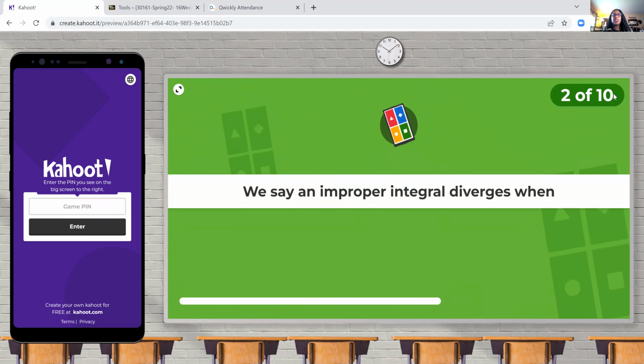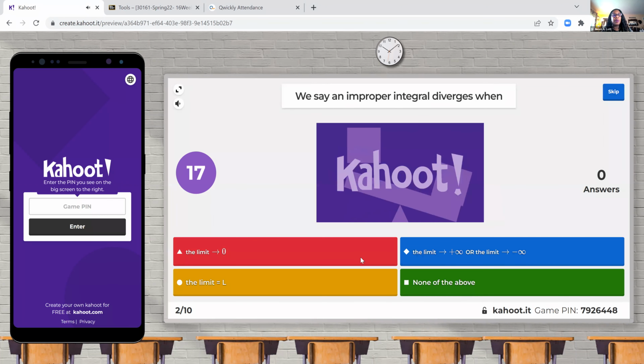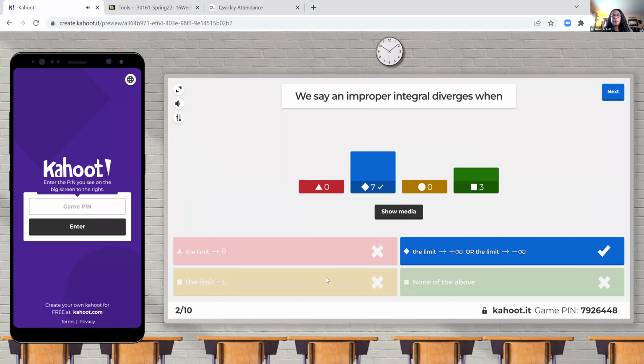We say an improper integral diverges when the limit approaches 0, the limit approaches positive or negative infinity, the limit is equal to L, or none of the above. Okay. Next.